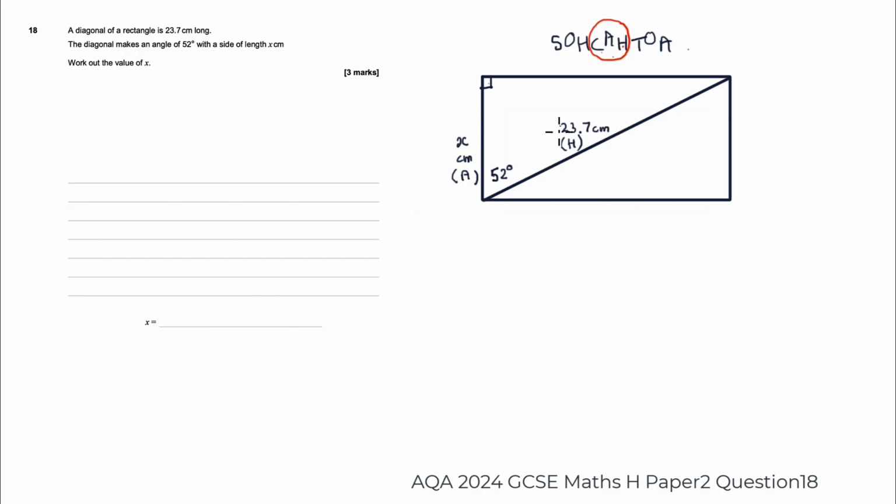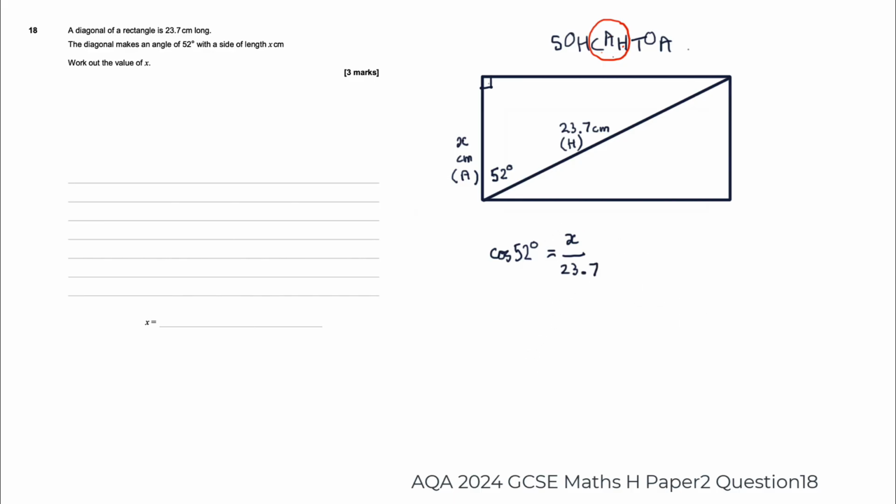So let's write that down. The cosine of this angle, 52 degrees, is equal to the adjacent over the hypotenuse. So there's the adjacent, that's x. There's the hypotenuse, 23.7.